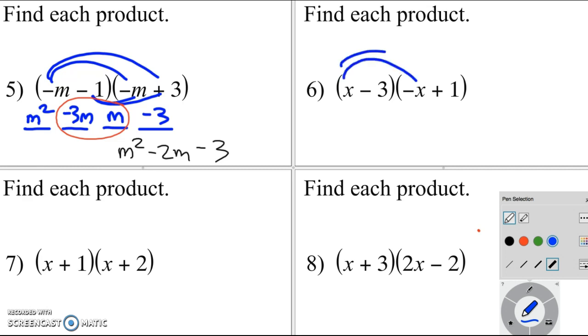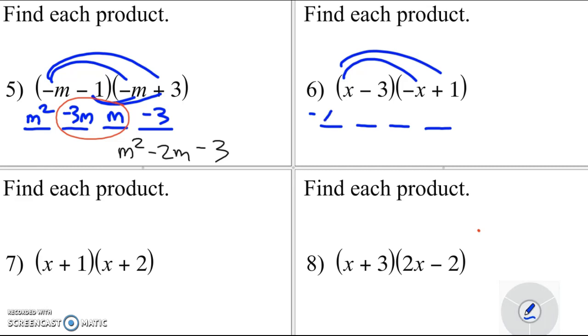Same thing, double distribute. You're going to have 4 products. It's going to be a negative x squared this time, plus 1x minus, well, it's actually a plus 3x minus 3. Combine the two like terms in the middle. You have negative x squared plus 4x minus 3.